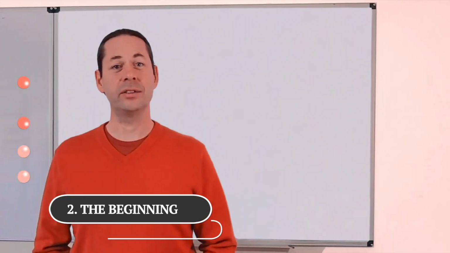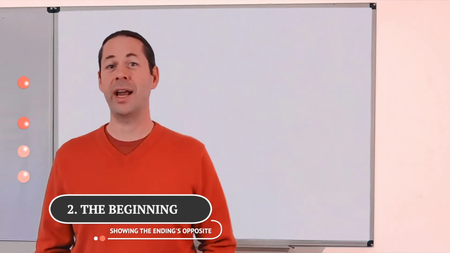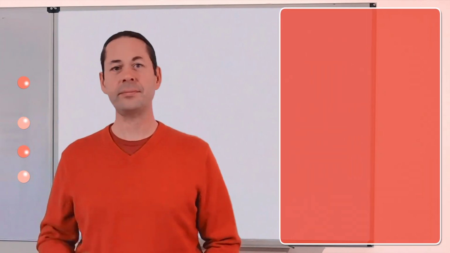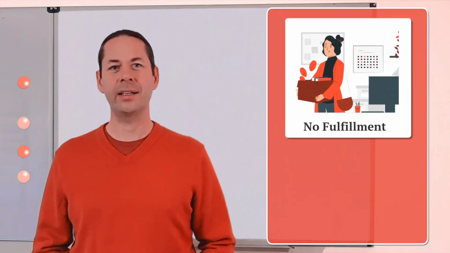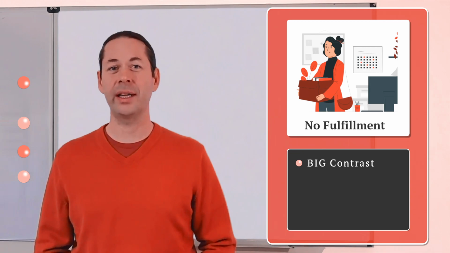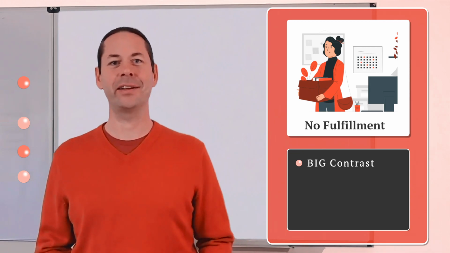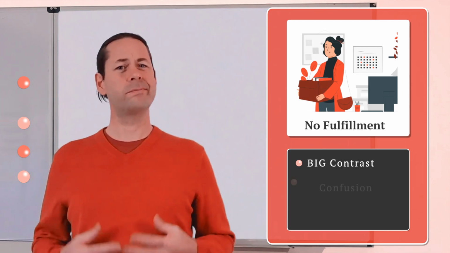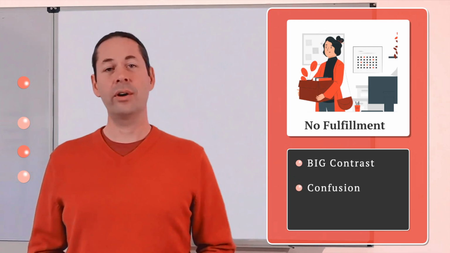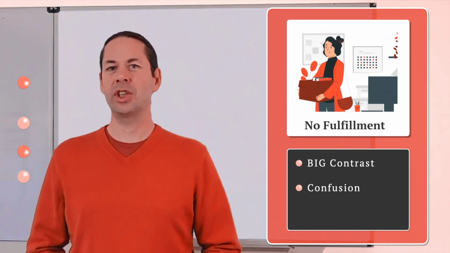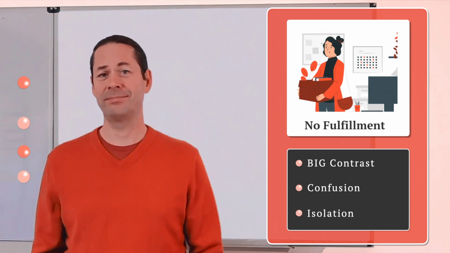The beginning should be as close to the opposite of our ending as we can get. We want to show a big contrast between both ends of the story. So if the ending of our story is this moment when everything came together, our beginning should show confusion. Or if it was a tender moment, we can show a moment of isolation.